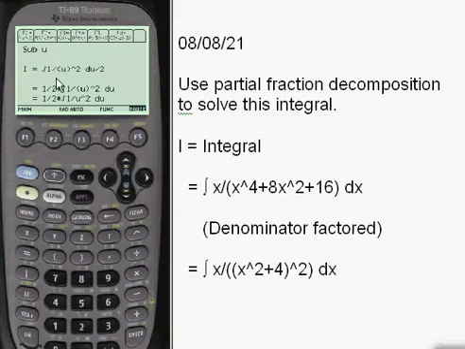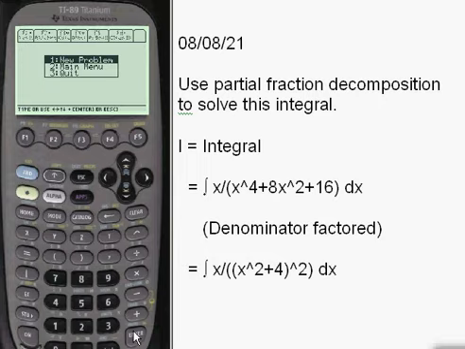We use u substitution, get all the u's straight, and then we integrate. It turns out to be minus 1/2 over u, and then we substitute back in what u equals, x squared plus 4. So the complete answer of the original integral is equal to minus 1/2 divided by x squared plus 4, plus c. Pretty neat, huh?